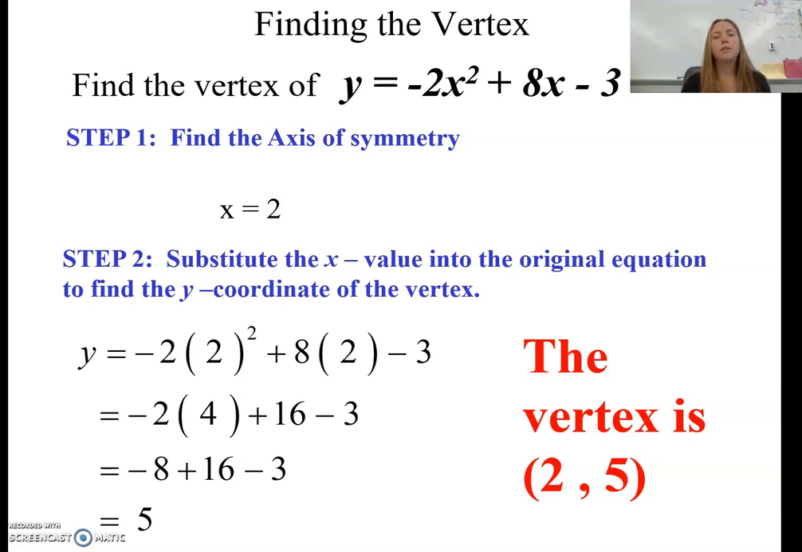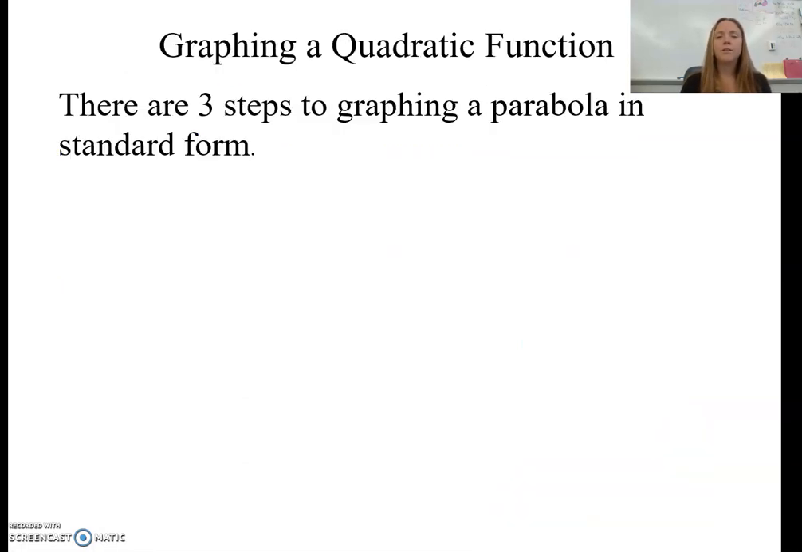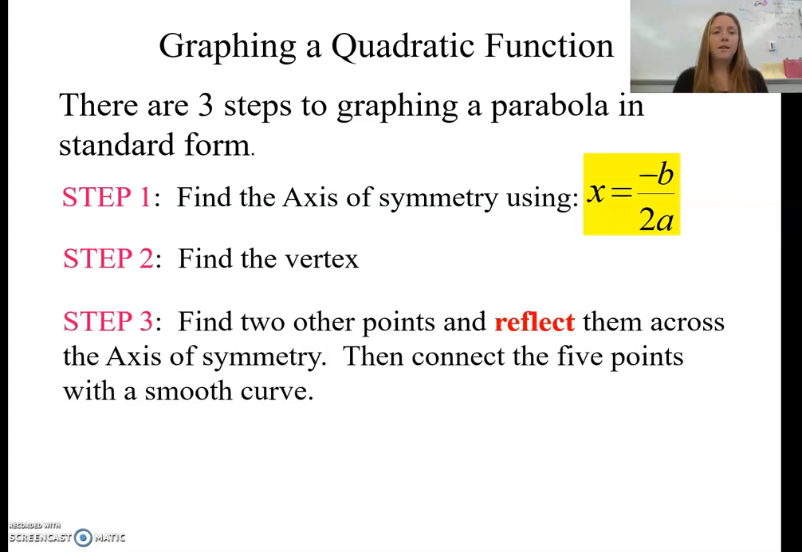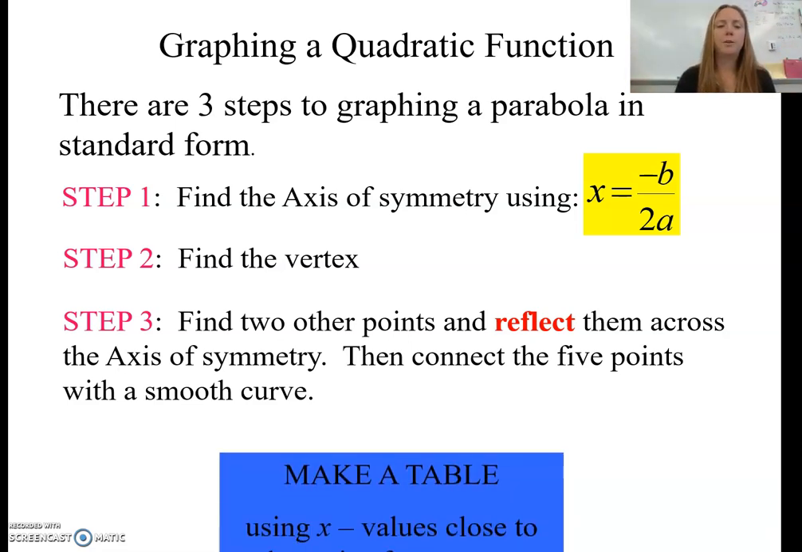And that's one of the first points that you're going to plot on a graph. So let's continue to graph. There are 3 steps to graphing. Step number 1, find the axis of symmetry using negative b over 2a. Step number 2, find the vertex by plugging in the x you just found. And step number 3, find 2 other points and reflect them to the other side. That gives us 5 points altogether: the vertex, 2 points, and then 2 more reflected points, and then you can draw your parabola, which is that U shape.